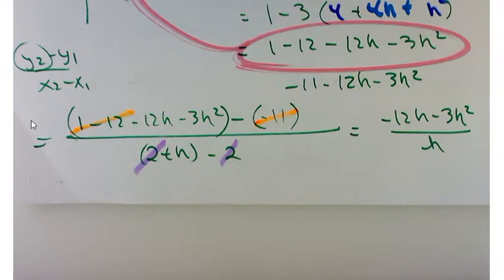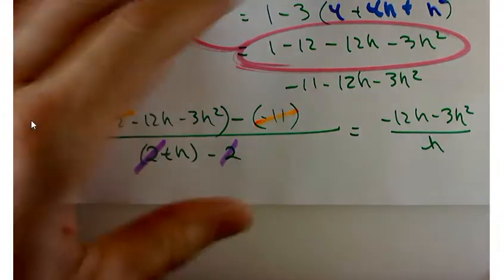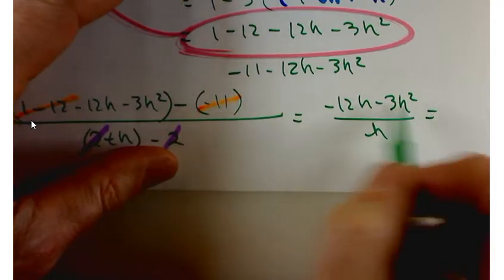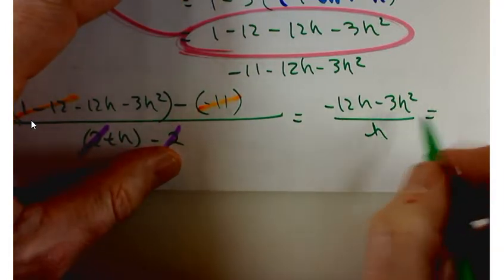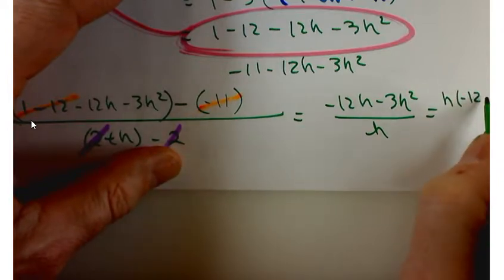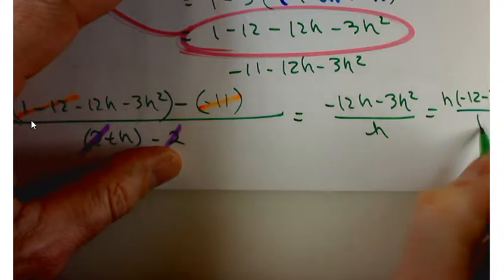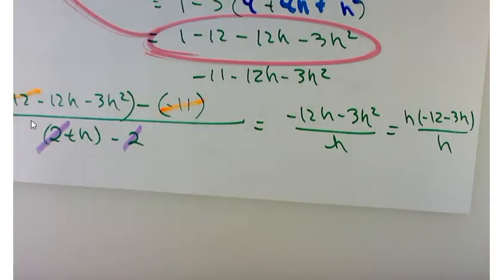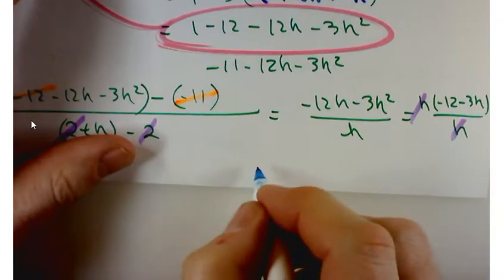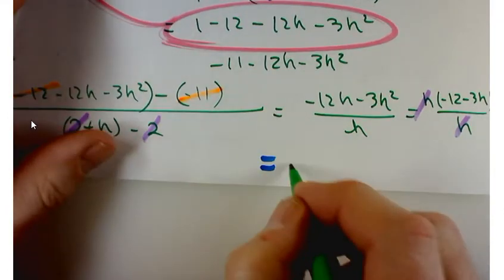You should have seen this kind of stuff before. And yeah, we can get the h out. So I'll factor out the h. Now I could factor out the negative 3 and the h, but I'm only going to get cancellation with the h. So let me just factor out the h. h times negative 12 minus 3h over h. And that last little bit's going to cancel. And I'll get negative 12 minus 3h.